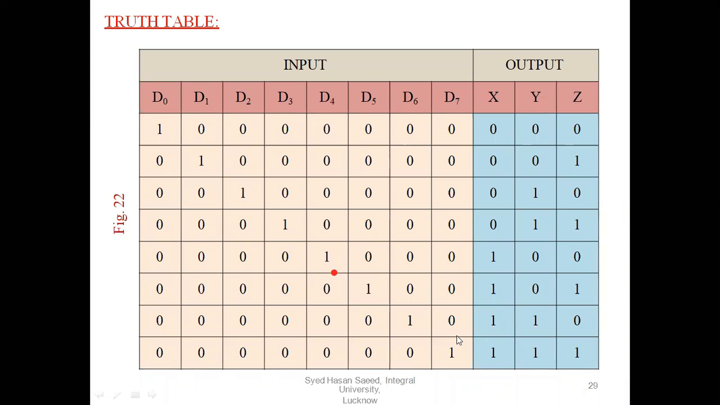And at D7 we have to place 1, remaining all are 0, so here the output is 1 1 1. So this is the truth table for the octal to binary encoder. Is it clear? It is the reverse of the decoder concept.